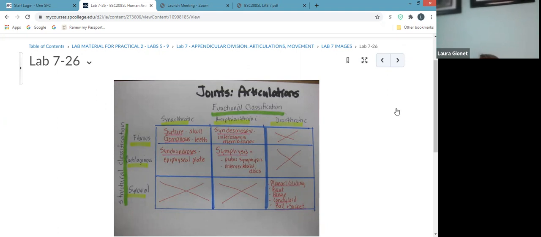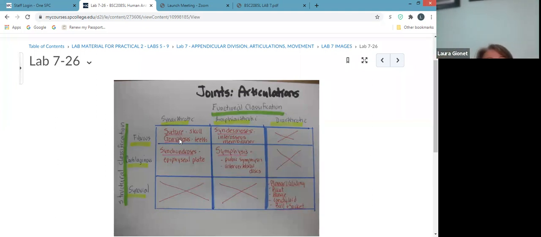I think that is probably simpler than this, but you can use either form. All right, so here we just have it in a chart form, where on the top legend you have the functional classification, S, A, or D: synarthrotic, amphiarthrotic, or diarthrotic. Synarthrotic is no movement, amphiarthrotic is a little bit of movement, and diarthrotic is a lot of movement. And then on the vertical, we have the structural classification: fibrous going across, cartilaginous, and synovial. So you just find the meeting points to these.